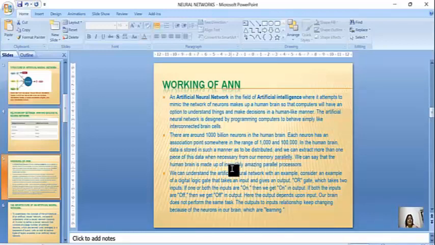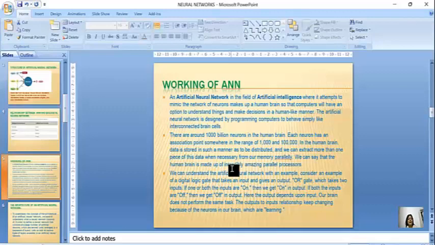In the human brain, data is stored in such a manner that it is distributed, so as to extract more than one piece of data when necessary from our memory. So parallel work can be done. That means we can store some data in our brain, and at the same time, we can memorize the things which are there in our brain. The same concept, the same algorithm, has been applied in the artificial neural network. That means storing of the data, accessing of the data, and memorization of the data, parallel work can be done.